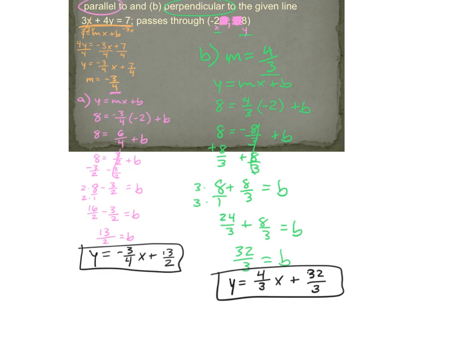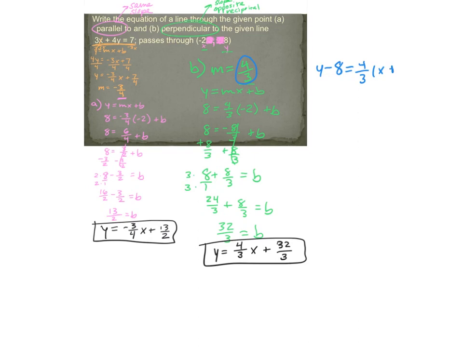If we wanted to do this one in point-slope form, we have our point, which is negative 2, 8, and we have our slope, which is 4/3. So we could just plug these in. So we would have y minus our y1, which is 8, is equal to our m, so 4/3 times x minus x1, so minus negative 2 would be plus 2.